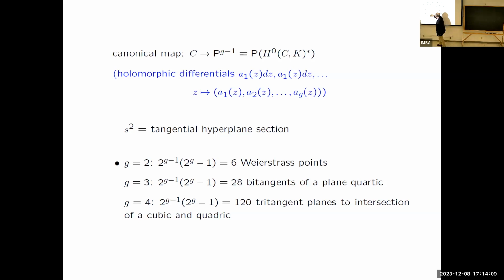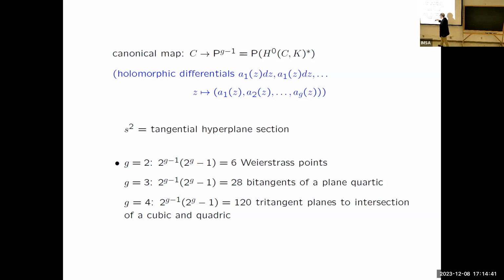So when genus is 2, this number is 6. These are the 6 Weierstrass points on the curve. So if you have the 6 points over P1, then we take the branch cover over to get the genus 2 curve. But if genus is 3, and it's the canonical map, it embeds it as a quartic curve in P2, then this number is 28, and these are the famous 28 tangent lines, the bitangents to the quartic curve.